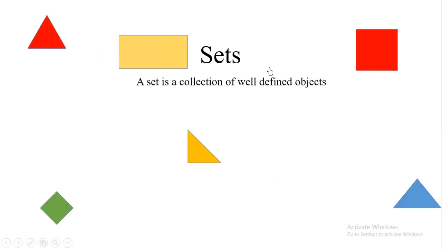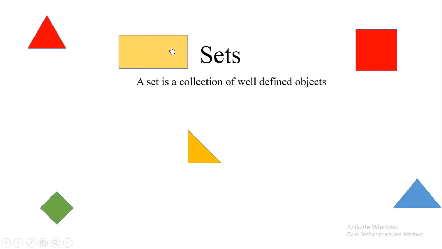Sets. A set is a collection of well-defined objects. Here are some collection of shapes, and mathematically we define them as polygons. So this belongs to the collection of polygons. Now we can further group them based on the number of sides.